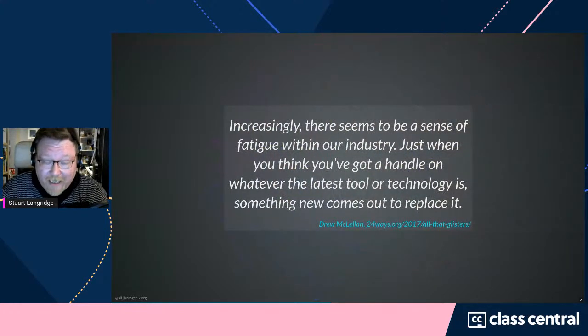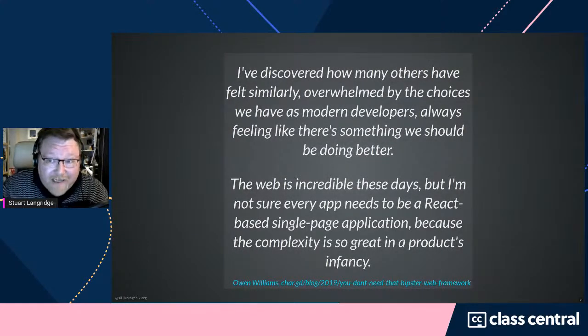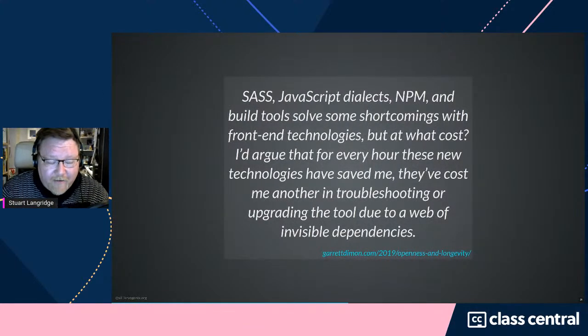So this is Drew McLaren, and he says, increasingly, there seems to be a sense of fatigue within our industry. Just when you think you've got a handle on whatever the latest tool or technology is, something new comes out to replace it. And Owen Williams: I've discovered how many others are feeling similarly overwhelmed by the choices we have as modern developers. And Garrett Demon is talking about tools that you may have come across or may have heard mentioned, Sass and JavaScript dialects and NPM and build tools, which solve some shortcomings with front-end technologies, but at what cost? For every hour these new technologies have saved me, they've cost me another hour in troubleshooting or upgrading the tool.